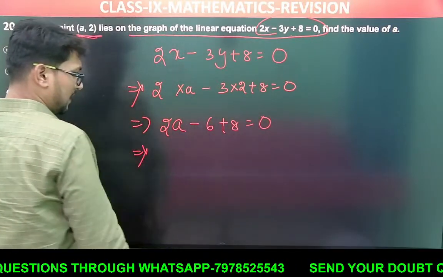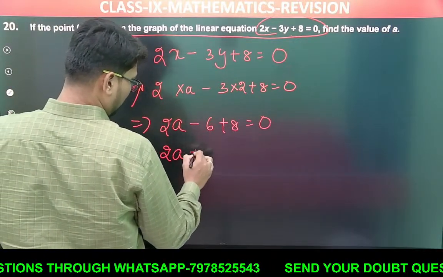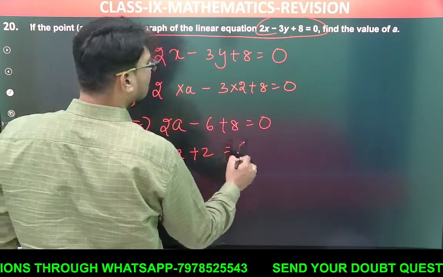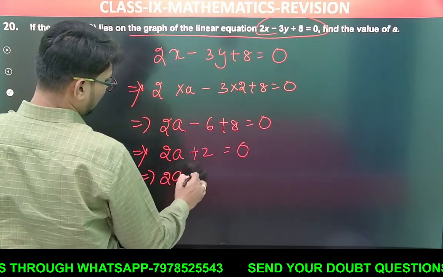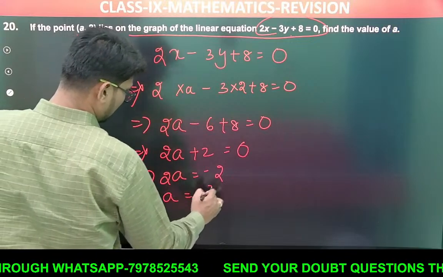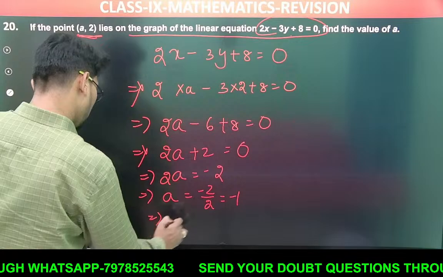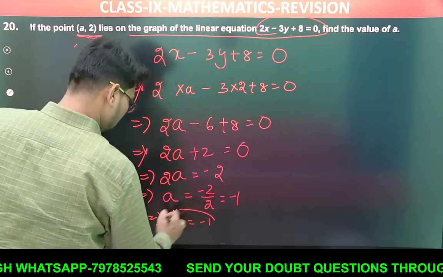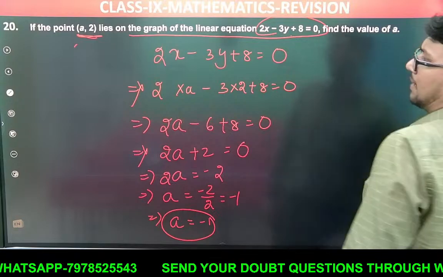So this implies 2a plus 2 equals 0. Hence 2a equals minus 2. So a equals minus 2 by 2, which is minus 1. So a equals minus 1.